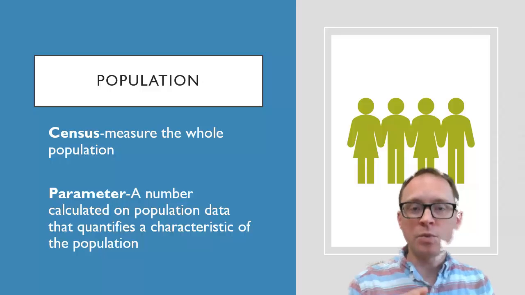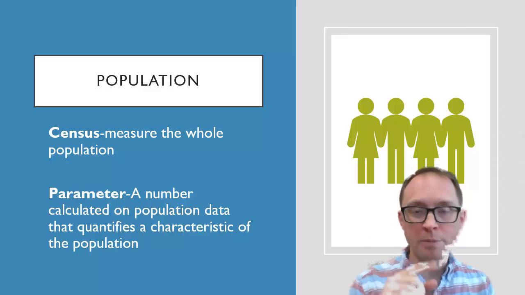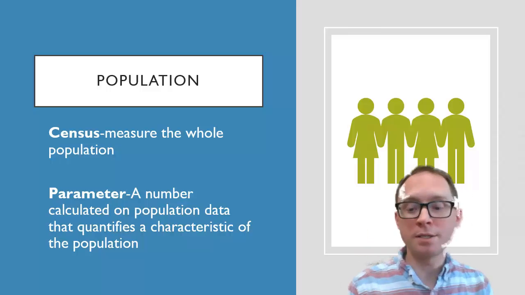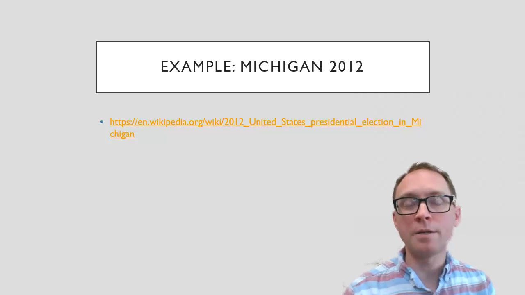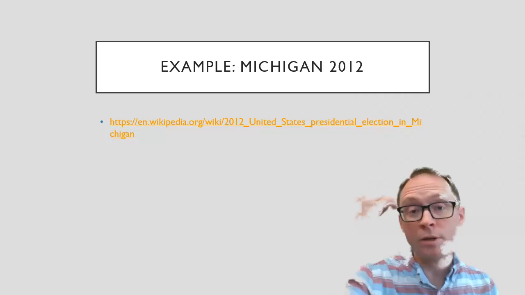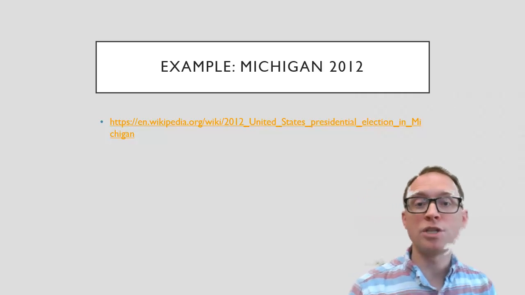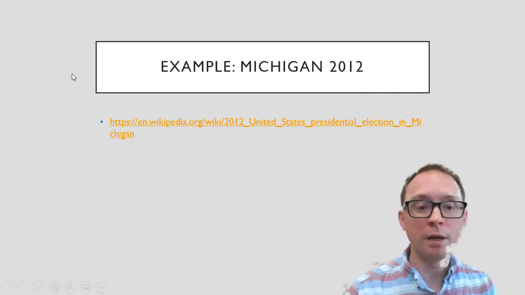In statistics, we need to make a distinction because we are trying to understand the population, but we're trying to do it using a sample. So, let's go back to an example with the elections. In 2012, the presidential election was going on, and Michigan would be the population. So let's say that I was an election official in the state of Michigan in 2012. If I measured everybody who voted, then that would be a parameter.